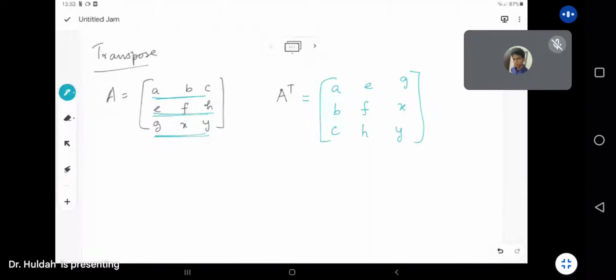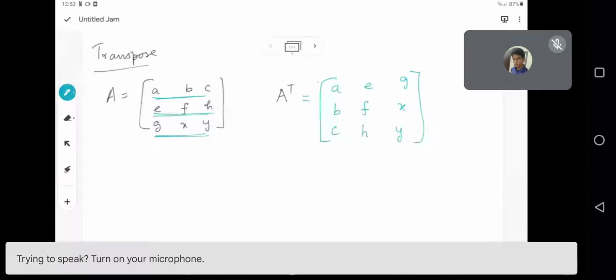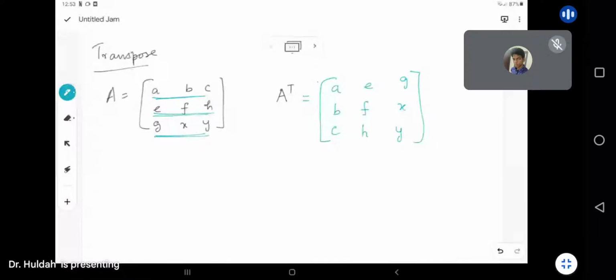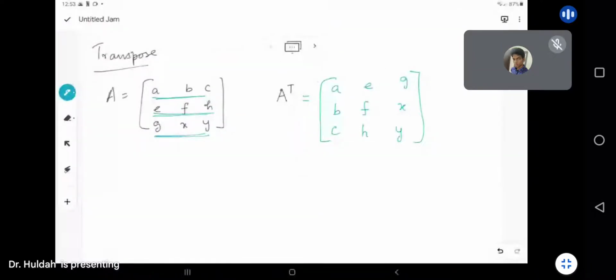Transpose of a matrix. Yes. Yes or no? Yes, ma'am. If you don't respond, I'm afraid I'm leaving the meet. That's the reason I'm asking you several times again and again. Please respond.